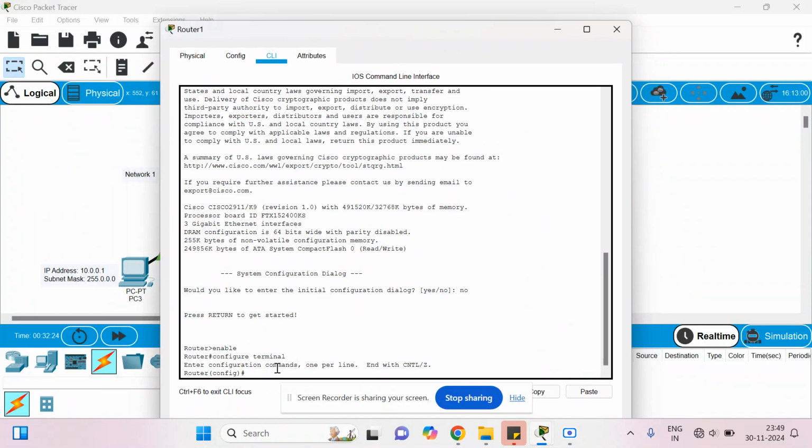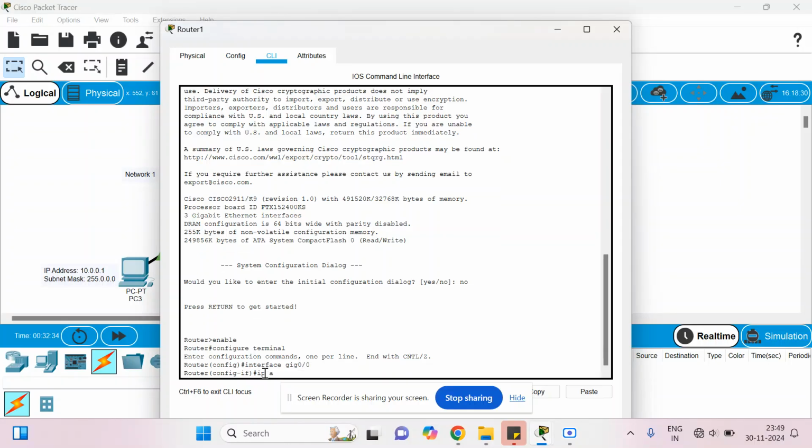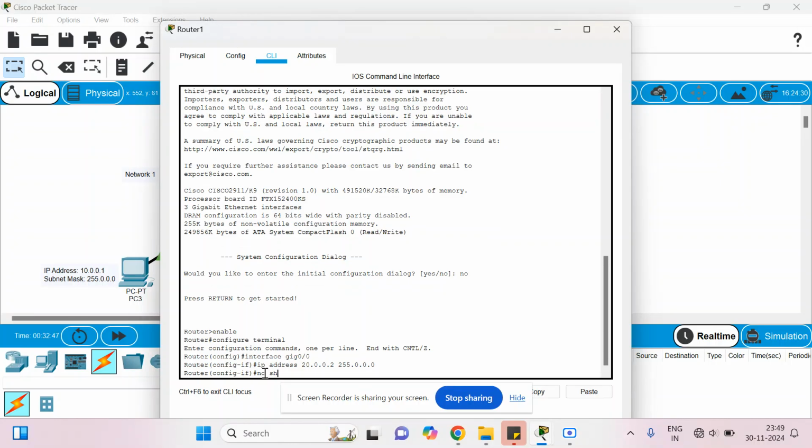So I am writing interface gig 0 by 0, IP address 20.0.0.2. Now one we have given to the other router's interface, which is connected to this interface. Subnet mask and no shutdown.